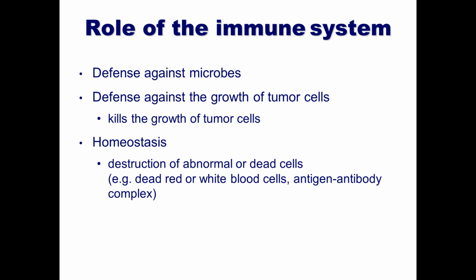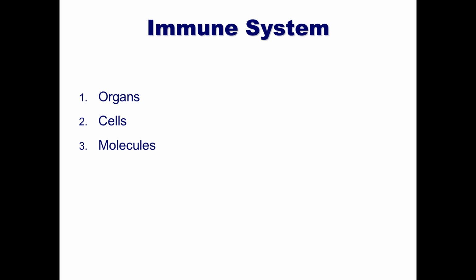Homeostasis means destruction of abnormal or dead cells. Dead cells or white blood cells form an antigen antibody complex and remove that dead cell. Clear? These are all roles of the immune system.